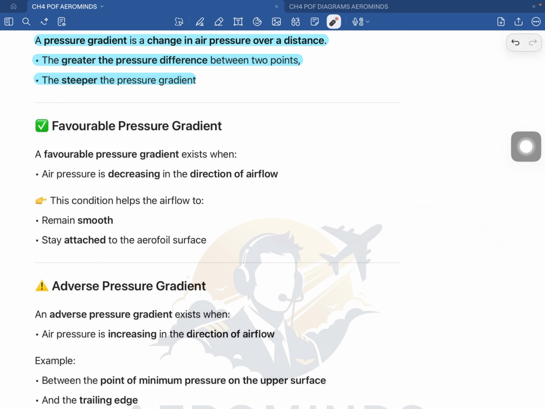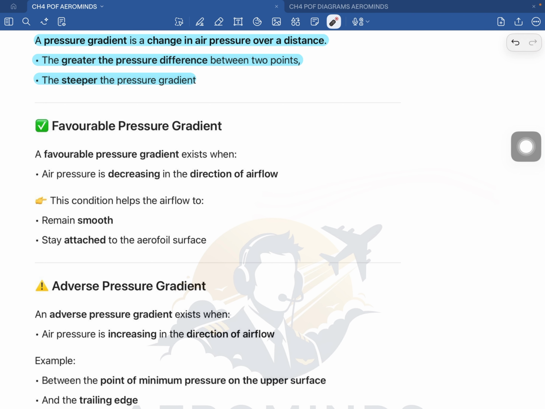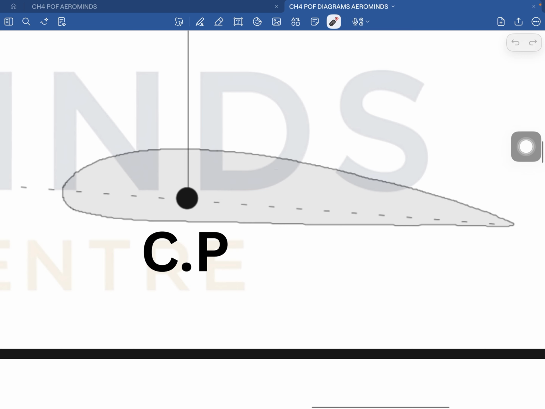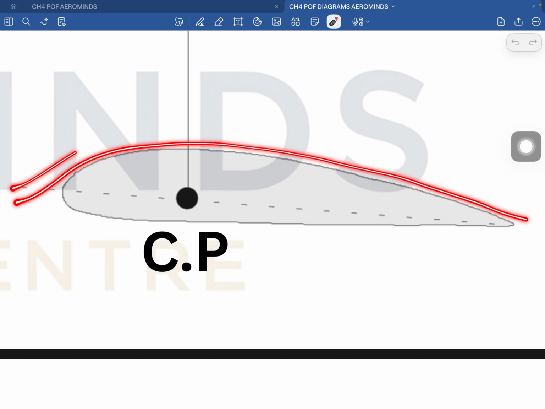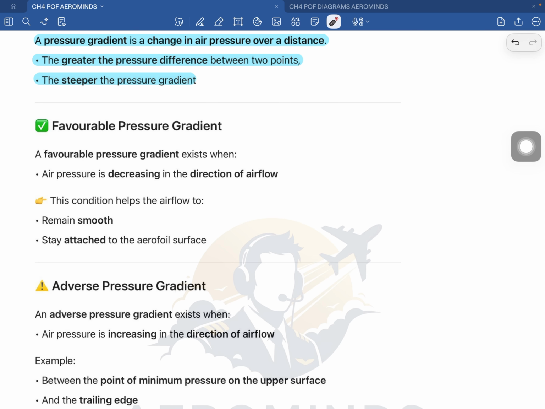So because of this, the airflow tends to remain smooth, and basically smooth airflow means the air layers are sliding nicely, like this. Also, the airflow stays attached to the aerofoil. So for example, we'll see this aerofoil. Smooth airflow will be like this. It will be stuck to the surface of the aerofoil, and it follows the shape, the contour of the wing without breaking away. It is very important for the production of your lift very efficiently.